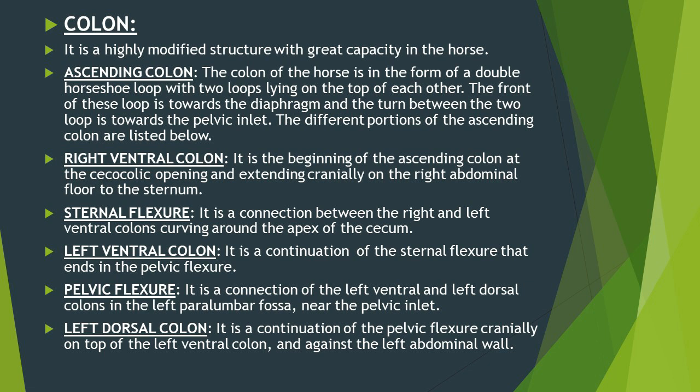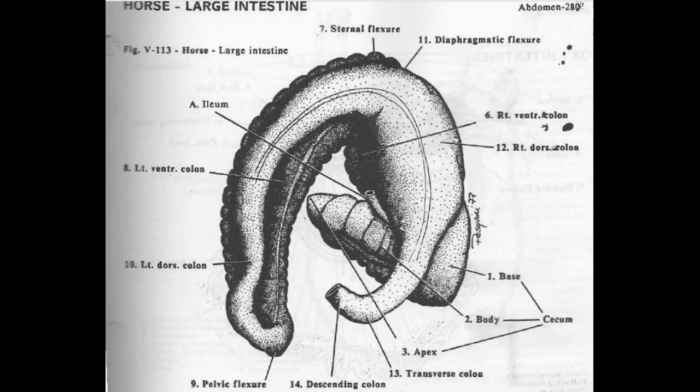The ascending colon of the horse is in the form of a double horseshoe-shaped loop, and it contains two loops lying on top of each other. The shape of these two loops is like a horseshoe. The front of these two loops is towards the diaphragm, and the turn between these two loops is towards the pelvic inlet.